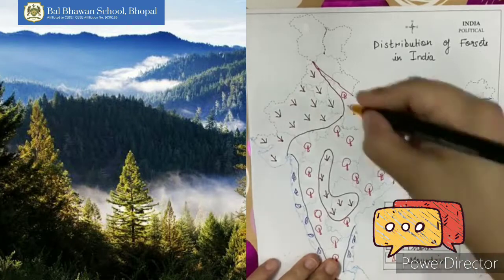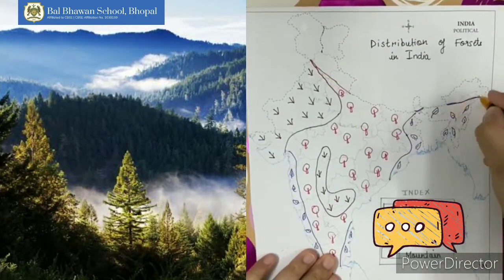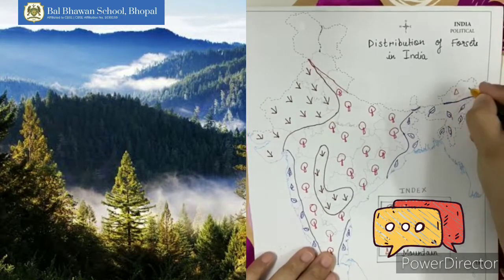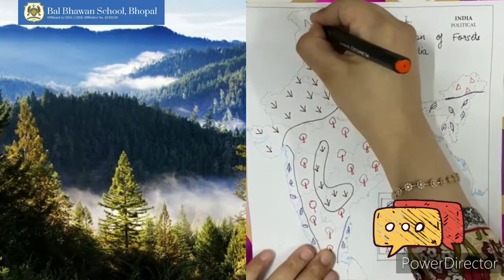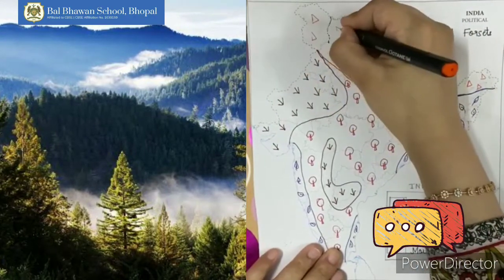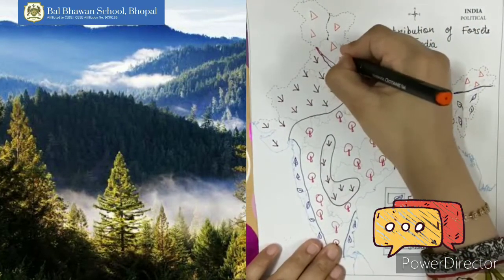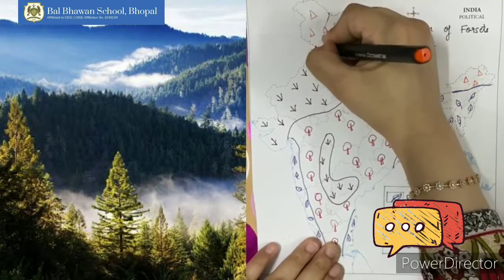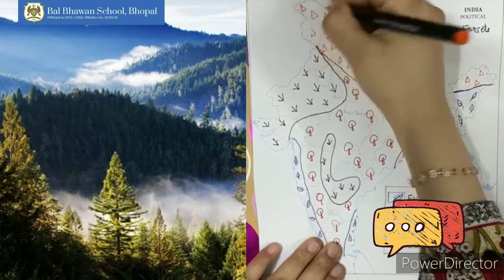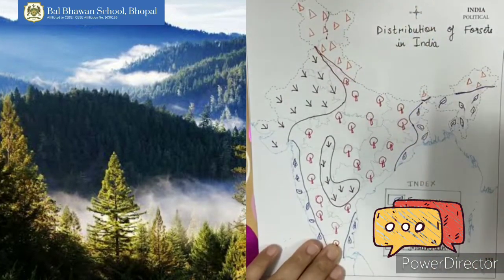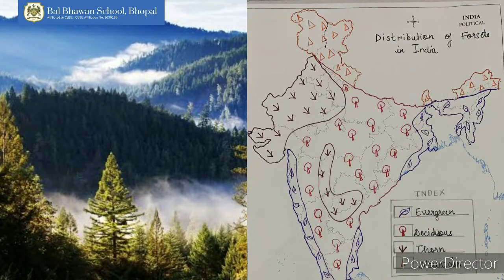We have the mountain forests. They are also called the coniferous forests. They are located in the northern states of our country, that are Jammu and Kashmir, Ladakh, Himachal Pradesh, Uttarakhand, Sikkim, and the eastern state of Arunachal Pradesh. These states have a very cold climate, and as such, only the coniferous types of forest can sustain in these areas. So this is the distribution of forests in India.